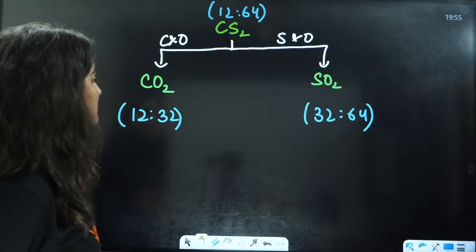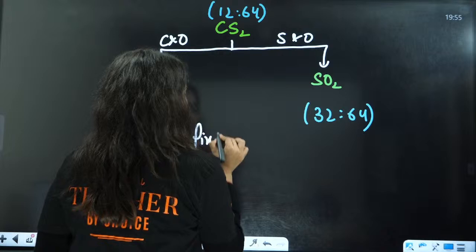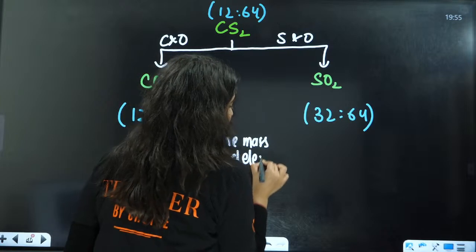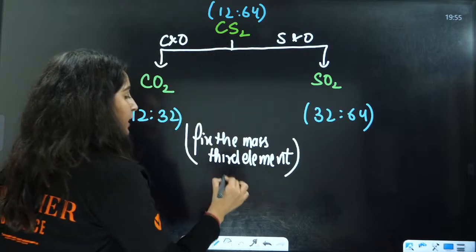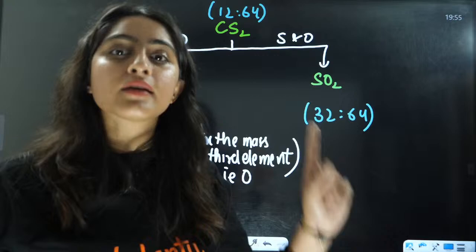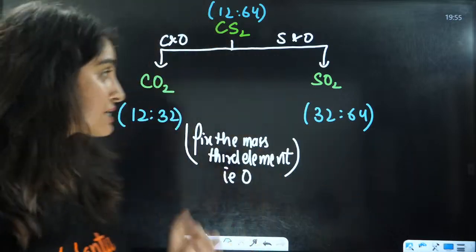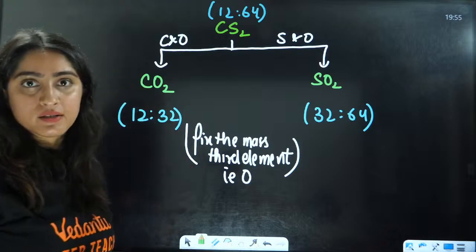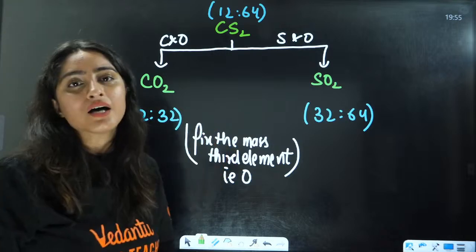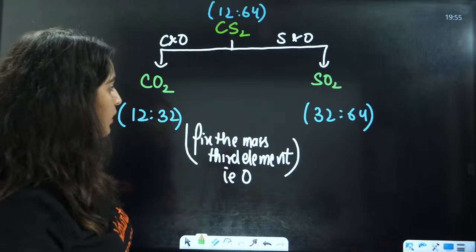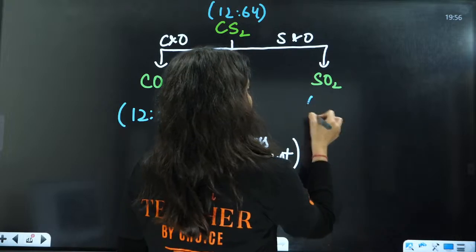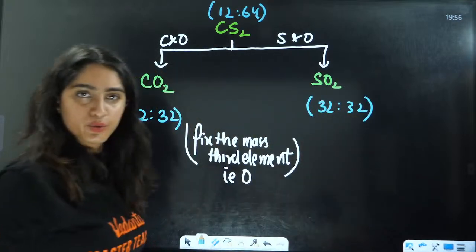Now they are saying, fix the mass of the third element, that means oxygen, which is reacting with both carbon and sulfur. Here oxygen is reacting with carbon, and here oxygen is reacting with sulfur. I am going to fix the mass of oxygen here. Yes, I have written it wrong here. This should be 32 ratio 32.